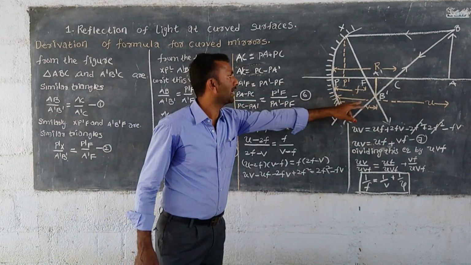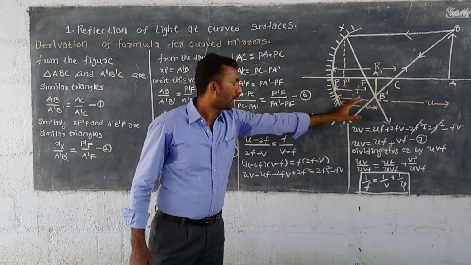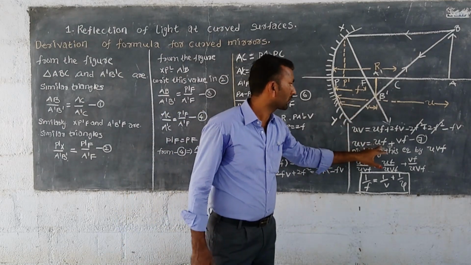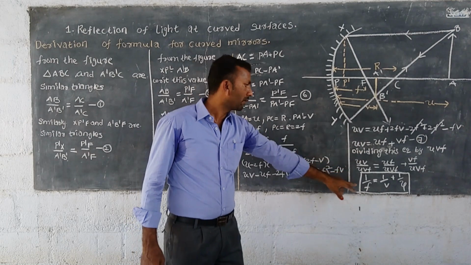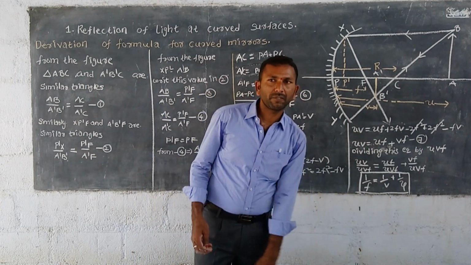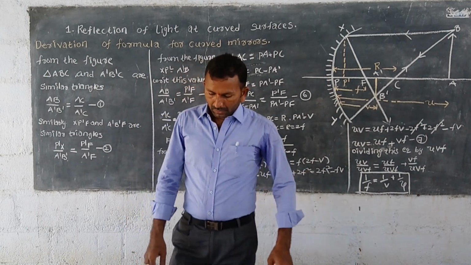Finally, if we put in the values for F, PF, AC, and PA dash, we get UV equals UF plus VF, and by dividing by UVF we get 1 by F equals 1 by V plus 1 by U, and this is the mirror formula.